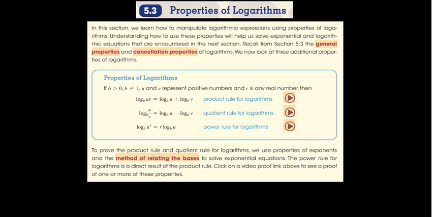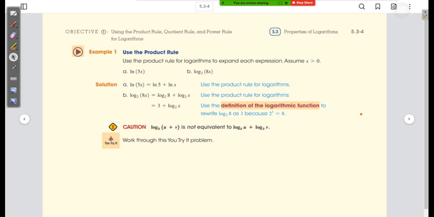Well, let's continue on and read the paragraph real quick first. To prove the product rule and quotient rules of logarithms, we use properties of exponents and the method of relating bases to solve exponential equations. The power rule for logarithms is a direct result of the product rule. You can click on that video if you want to. We can't, obviously. Anyways, we don't really care too much about words and letters. We want to get to the meat of this, don't we?